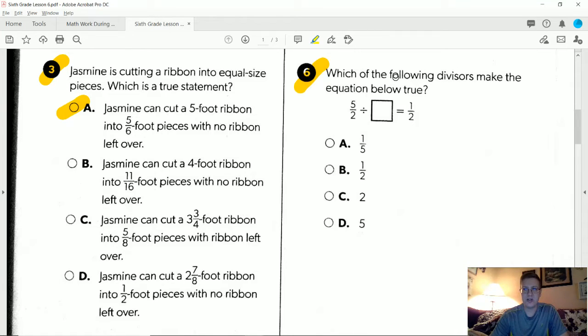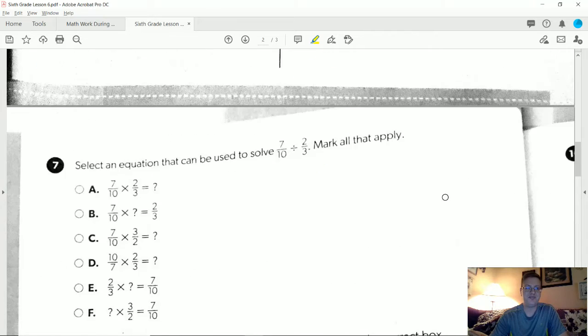Number 6, which of the following divisors makes the equation true? So if I have 5 halves, if I divide by 5, that would give me 1/2. And so when I do that, I would be multiplying 5 times 1 on the top, 2 times 5 on the bottom to get 5/10, or 1/2, or I could also cancel out the 5s, and I would have 1 times 1 and 2 times 1 to get 1/2.